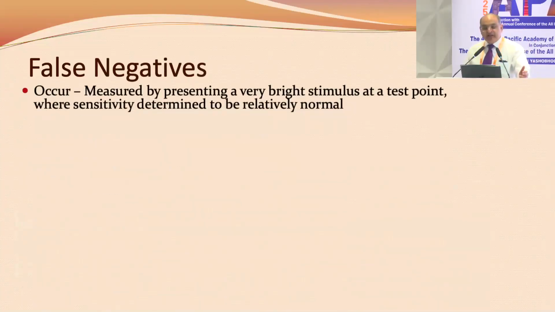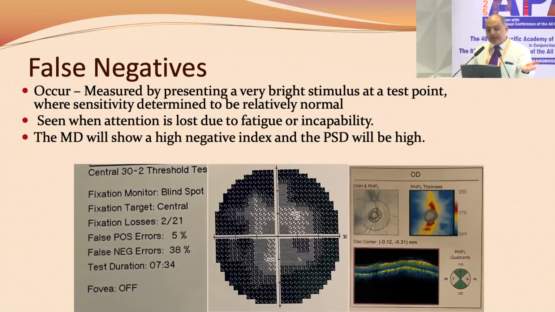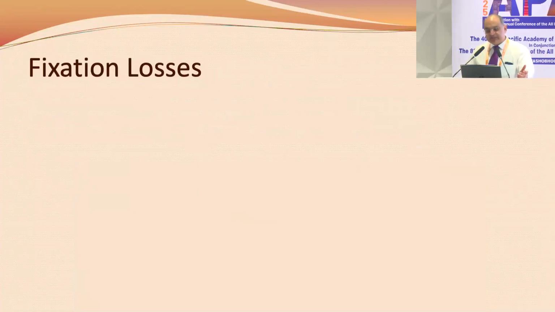False negative, this happens when the patient says that he has seen a lighter stimulus, but he's saying that he has not seen the brighter stimulus. Now this is not correct. So this occurs when the patient loses attention or is fatigued out. Here again the mean deviation will show a great negative, because it's less than what is in the normal population, and what we get is a clover leaf kind of a defect despite a normal OCT or a normal disc we have in these patients.